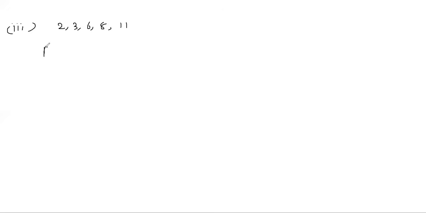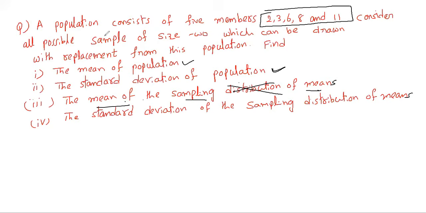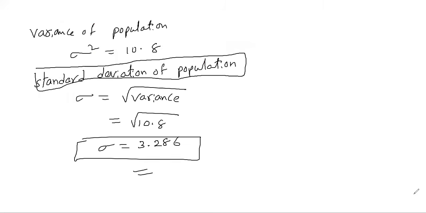What is the population size? I am denoting the population size by capital N. So how many data values here? 5. So that is nothing but 5. Now when you come to the question, what is it saying? Sample of size 2. So you have to take all samples of size 2.